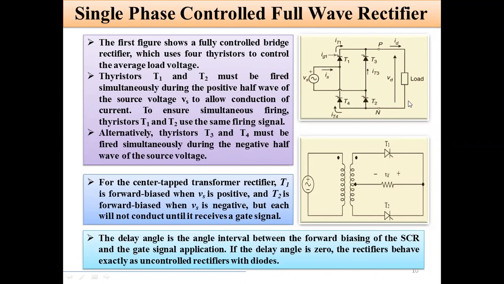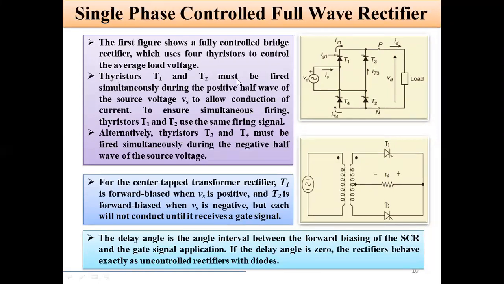This is the M2 connection, the center tapped transformer connection of a single phase controlled rectifier. It is also called a midpoint rectifier. Here we also get the same rated output voltage in both circuits. The difference is the number of switching devices: in the bridge, T1 to T4, the number of switching devices has increased, but here we use only two thyristors, two switches. So this is a bridge rectifier.